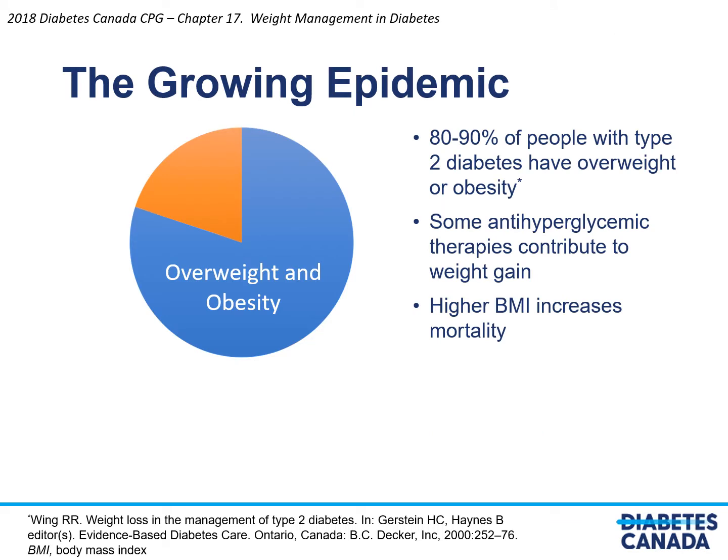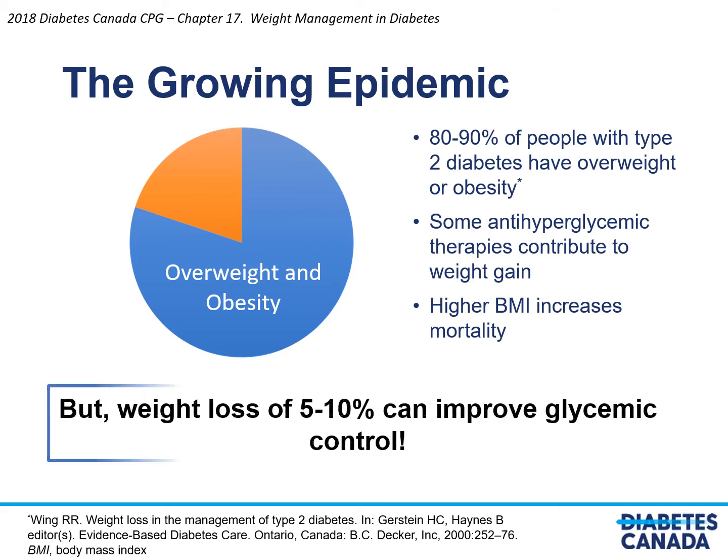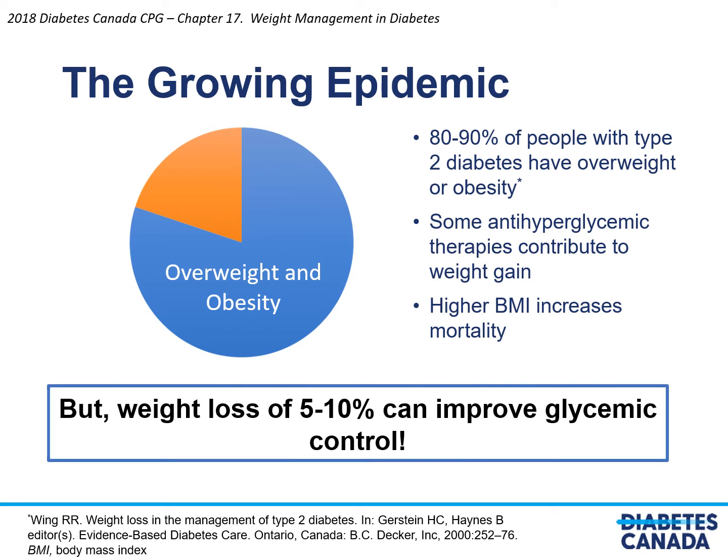Obesity is a growing epidemic. We know that 80 to 90% of people with type 2 diabetes have overweight or obesity. We also know that some antihyperglycemic therapies contribute to weight gain. There is evidence that higher BMI increases mortality, but there is good news. We do know that weight loss of just 5 to 10% can improve glycemic control.